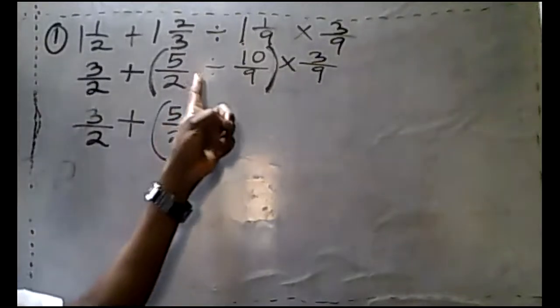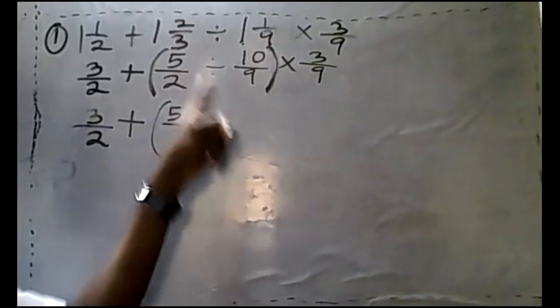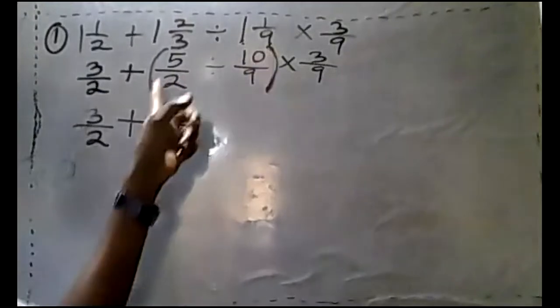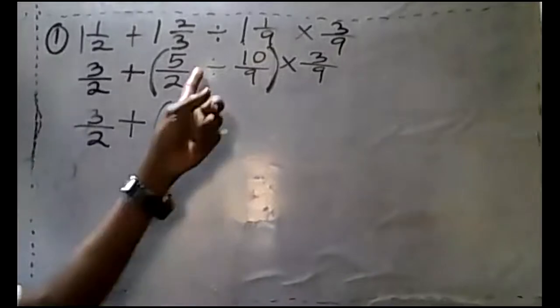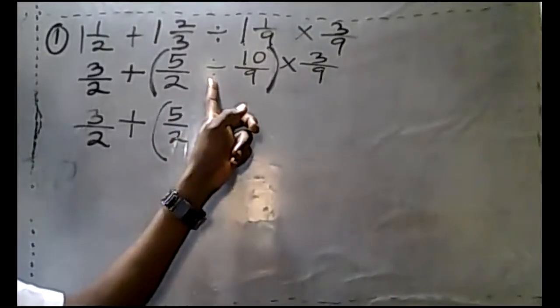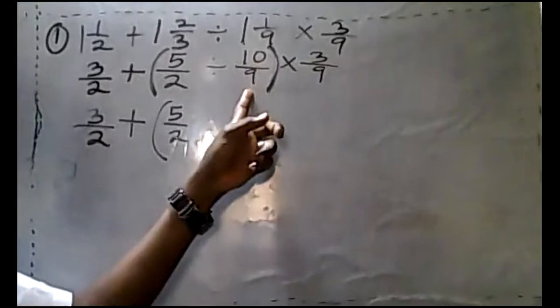Now what you need to do is, you are not dividing this outrightly. What you need to do is change that division sign to multiplication. I repeat, you are not dividing this outrightly, because if you do the division, you will get a wrong answer. So what you need to do is change that division sign to multiplication.